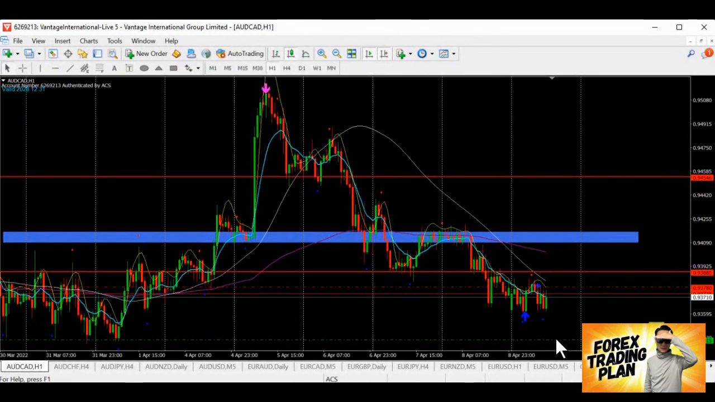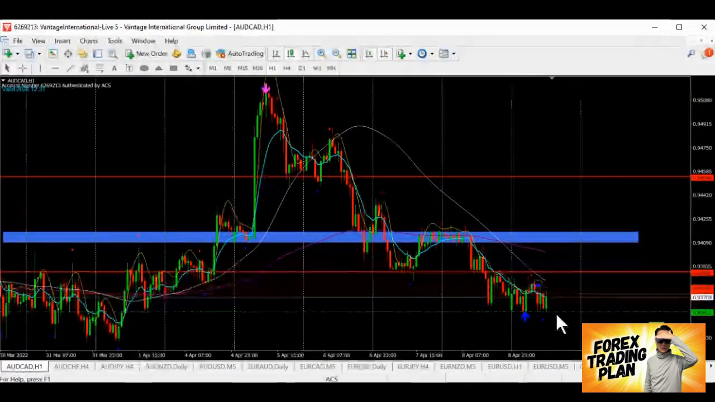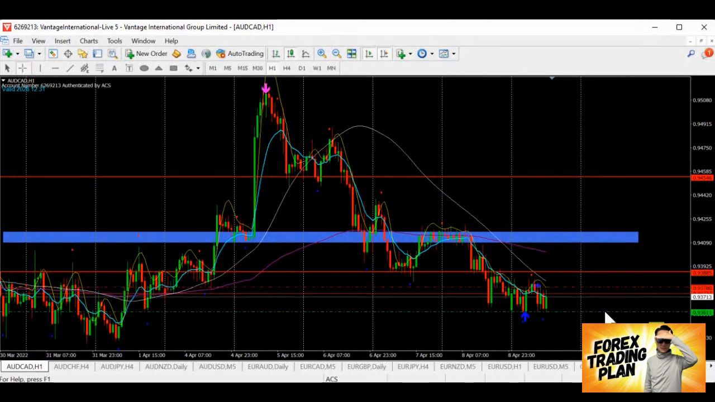Now moving up again, this is the support that we have created. By looking at the support here, we have to take note of the space available from the resistance all the way to the support. We have around 16 pips, depending on where you entered the trade. So it has 16 pips of space for you to enter a trade. Take note of this.